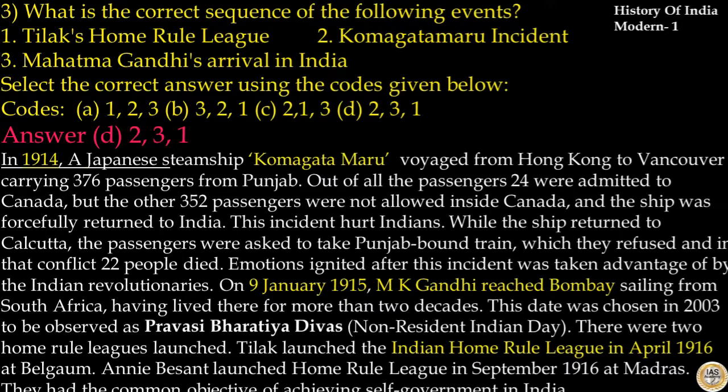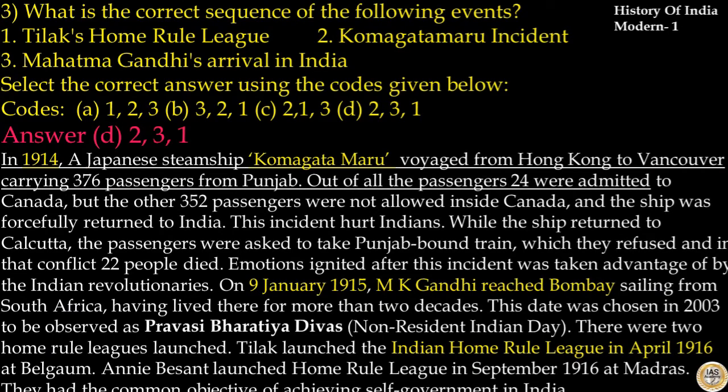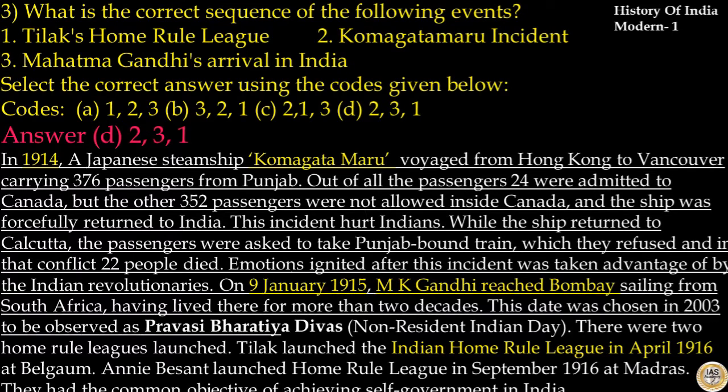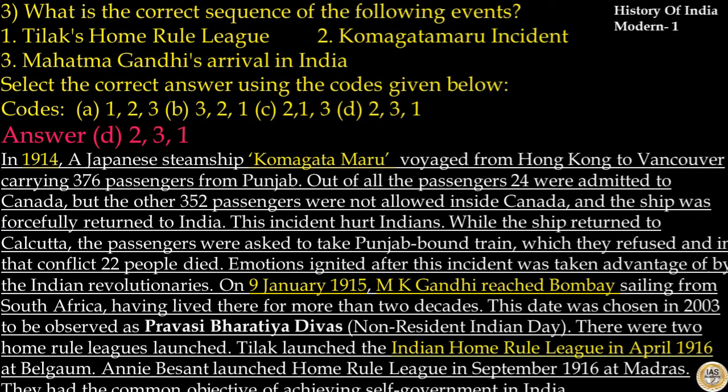In 1914, a Japanese steamship Komagatamaru voyaged from Hong Kong to Vancouver carrying 376 passengers from Punjab. Out of all passengers, 24 were admitted to Canada, but the other 352 passengers were not allowed inside Canada and the ship was forcefully returned to India. This incident hurt Indians. While the ship returned to Calcutta, the passengers were asked to take a Punjab-bound train, which they refused, and in that conflict, 22 people died. Emotions ignited after this incident were taken advantage of by the Indian revolutionaries.